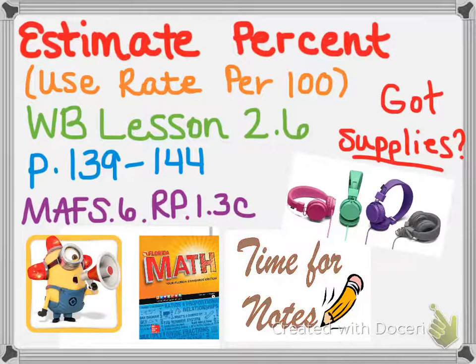We are going to focus in on the part of the standard talking about using the rate per hundred method. This goes with our book, Lesson 2.6, Chapter 2, Lesson 6. Page numbers are shown, and the standard this goes with is MAFS.6.RP, ratios and proportions, 6th grade, and this is 1.3C.